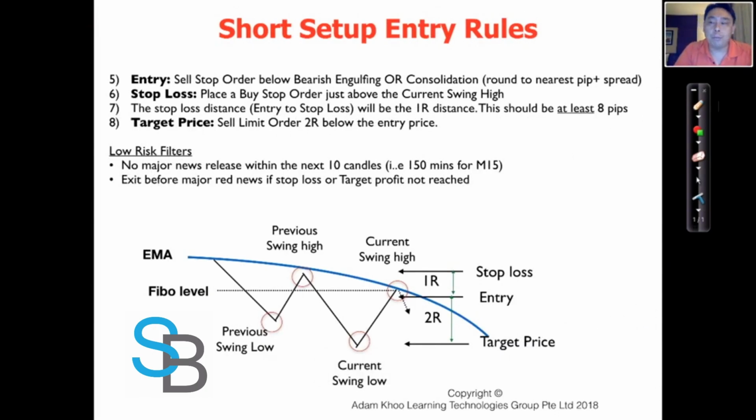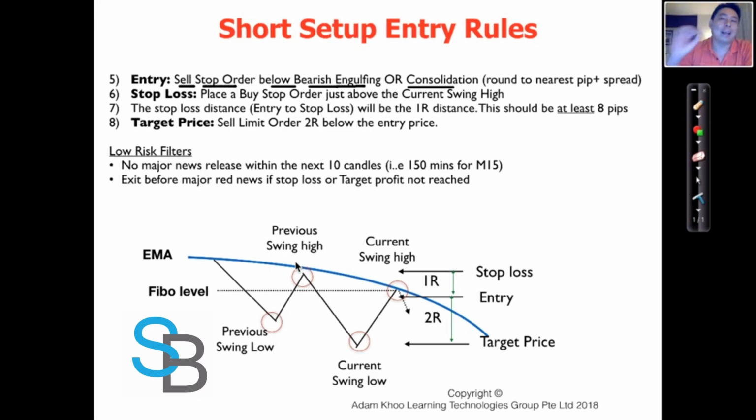First would be to place a sell stop order below the bearish engulfing pattern, or you place the sell order right below the consolidation pattern. Round it to the nearest pip plus the spread. If the spread is half a pip, then put it down by half a pip. If it's 1 pip, put it down by 1 pip. What we want to do is only enter the trade if the price goes down in our favor. So we use a sell stop order.